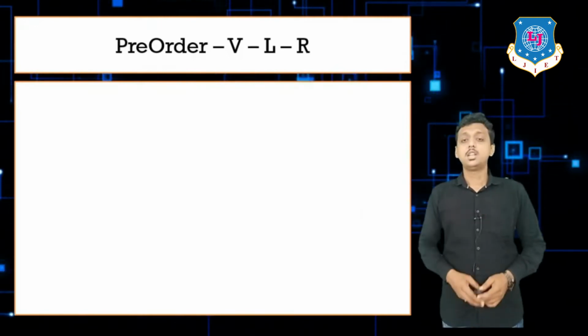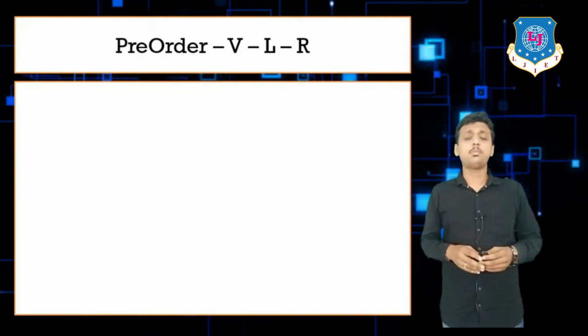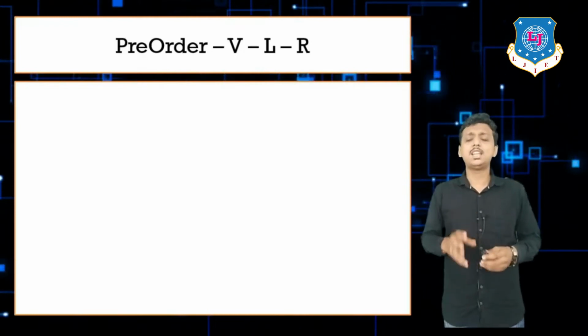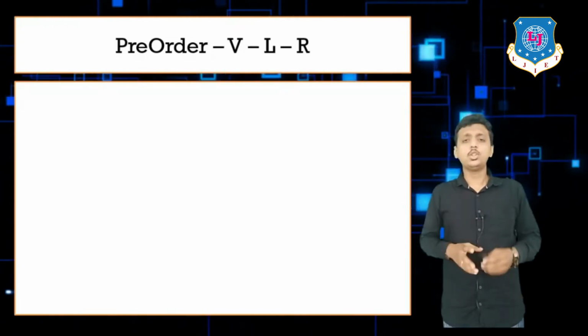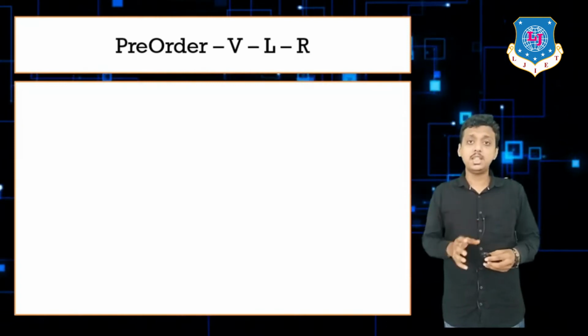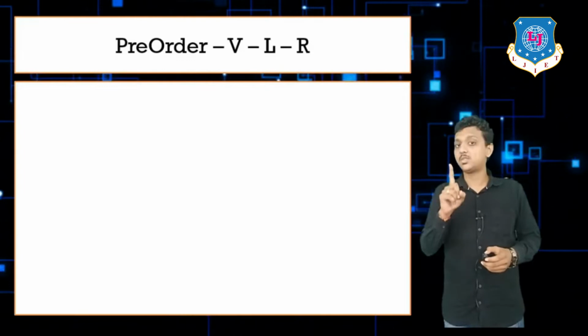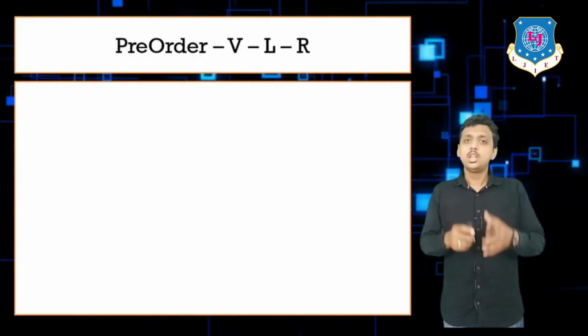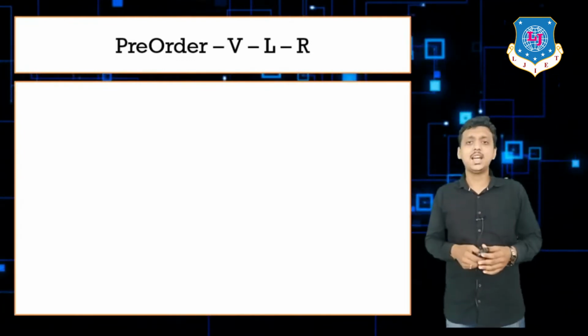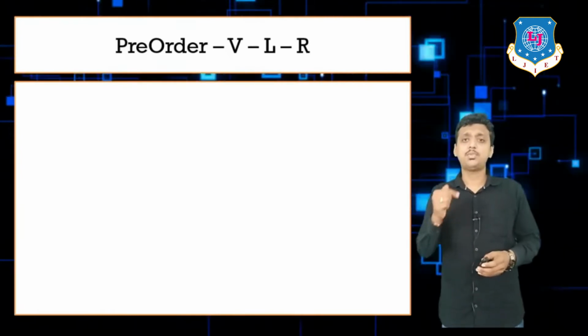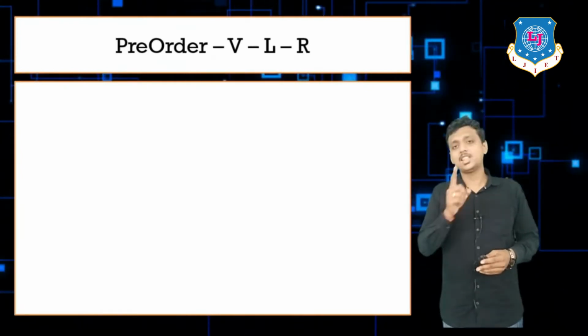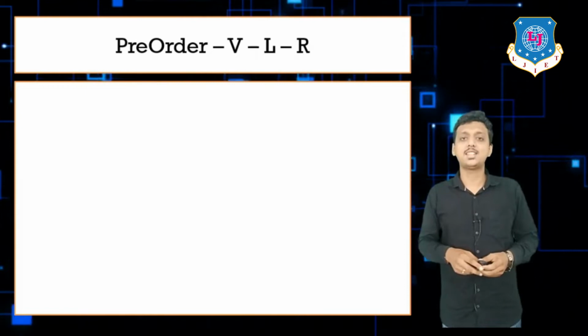Now, a question may come to your mind: what do we mean exactly by traversing? We already know that a traversal operation means to visit each and every node of a data structure at least once. So here we have the pre-order VLR, where we need to visit the node first, then move towards the left and then move towards the right side.